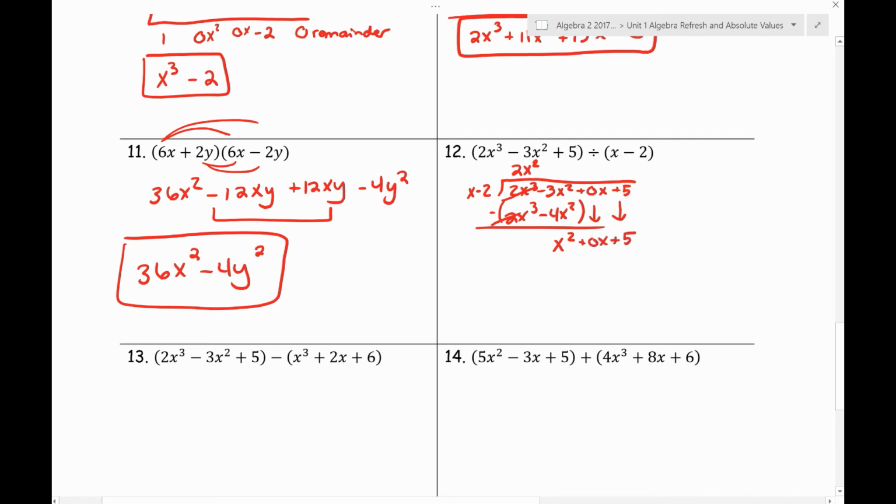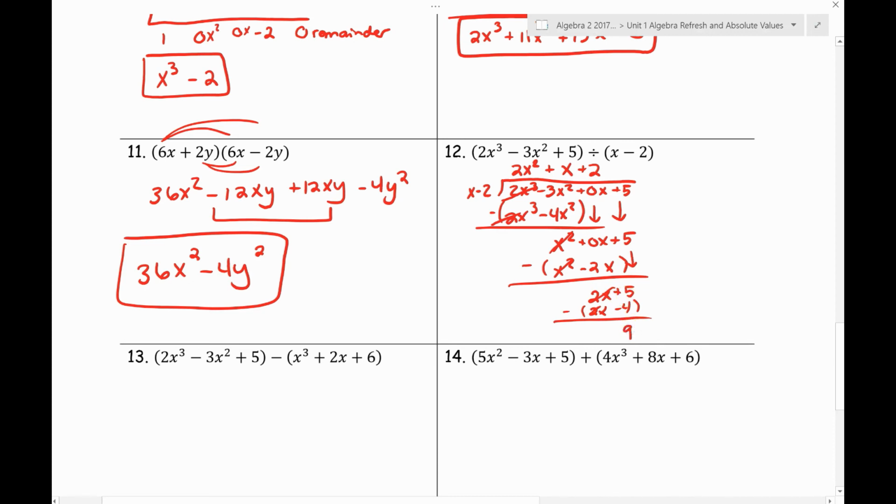Okay, x squared divided by x is just positive x. And I get x times x is x squared. x times negative 2 is negative 2x. And we're going to subtract. First term cancels, and I get 0 minus a negative 2 is a positive 2x. Bring down the 5. 2x divided by x gives me 2. So 2 times x is 2x. 2 times negative 2 is a negative 4. Go ahead and subtract, and this time I do get a remainder of 9.